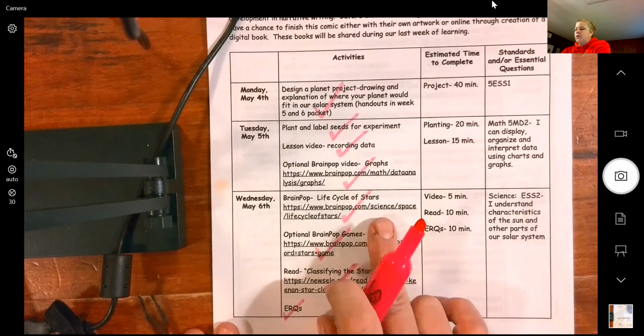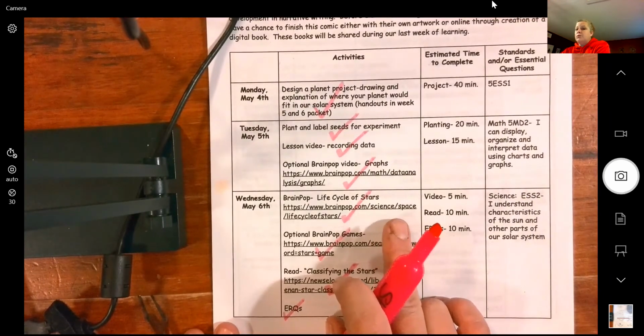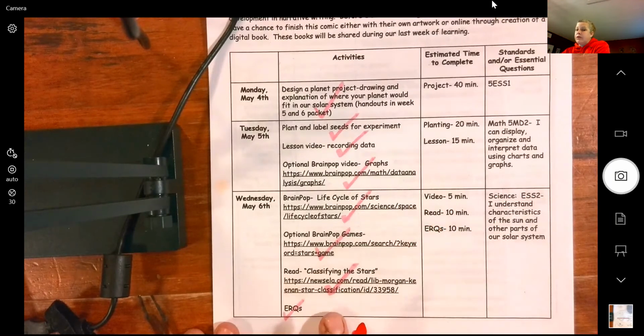So the videos are all less than 5 minutes. Most of them are just a couple of minutes, but you do need to watch the videos to be able to answer your ERQs. And this is where I'm getting your points from. So 10 points for each day. And this will be how I'm assessing that you are reading and comprehending the information. And this is using your ELA standards.